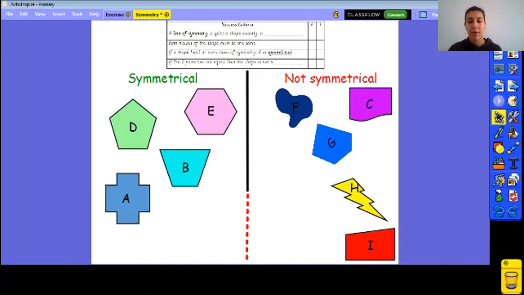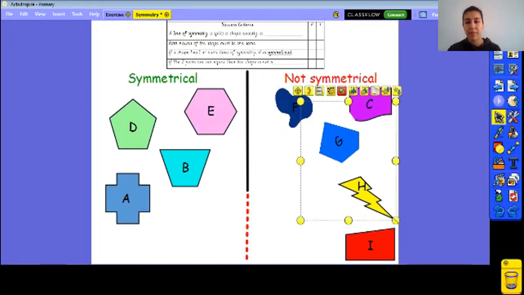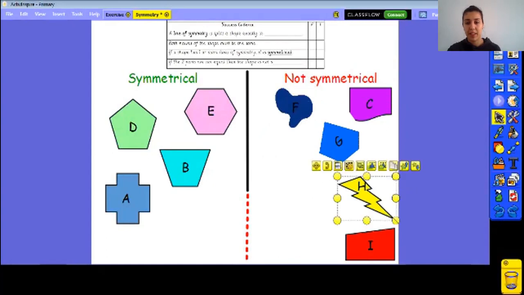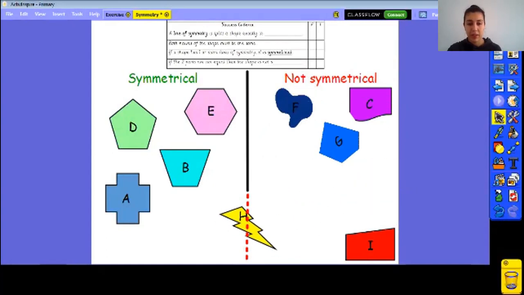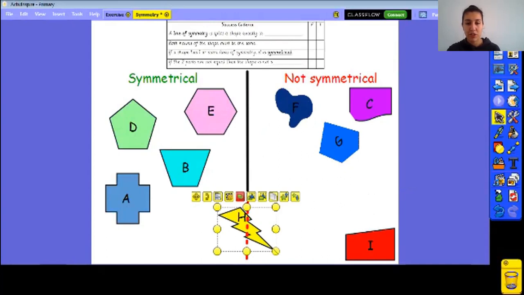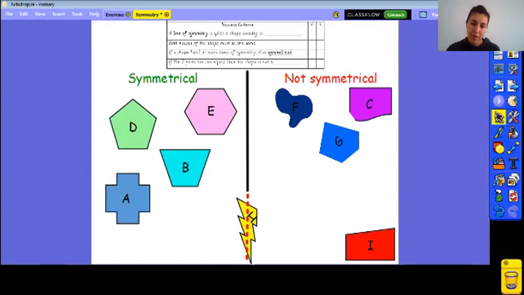What about our lightning bolt? Very funny little shape. There we go. So if I do it this way, do I have a line of symmetry? No. What about if I try to do it this way? Do those sides look the same? No. Well, from this side it goes up and from this side it goes down. If they were the same, they would both go up from this way. So this is not symmetrical.